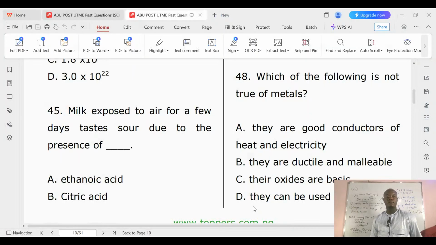So now we are going to look at another question. Which of the following is not true of metals? First, ladies and gentlemen, metals are good conductors of heat and electricity, which is correct. They are malleable and ductile. Also, this one is correct.